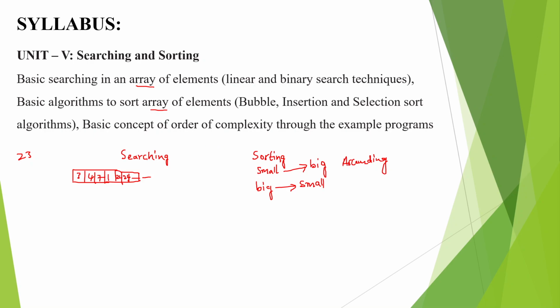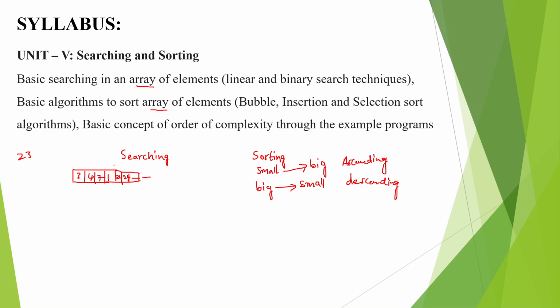Okay, so searching means searching for a particular item in a list of items, in an array of elements. If the element is found, we call it a success case, and if the element is not found, we call it a failure case. Sorting means arranging the elements of an array either in ascending order or in descending order. Ascending means smallest to biggest, and descending means biggest to smallest.